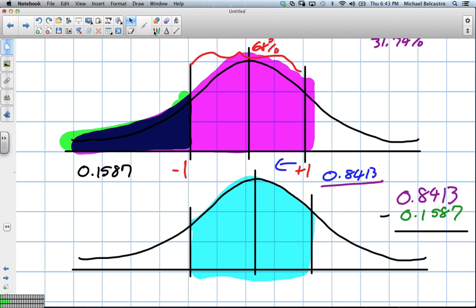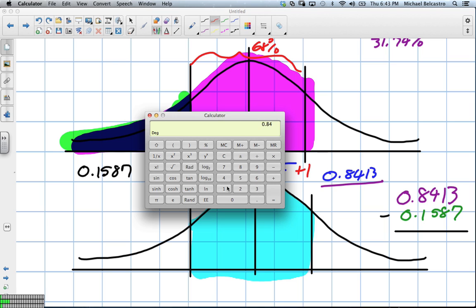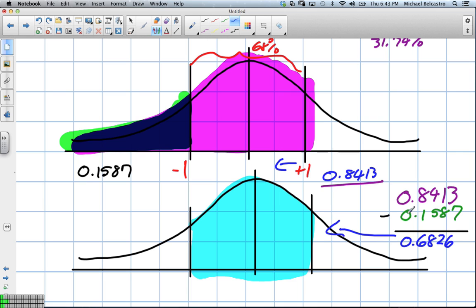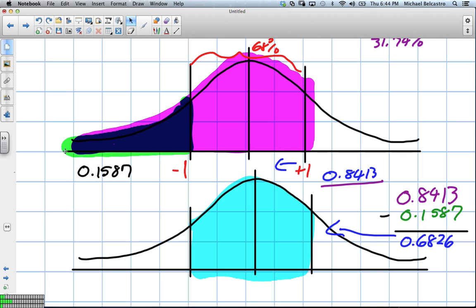When we subtract those two values, that's something you can quickly do in a calculator. 0.6826. So our blue is 0.6826. That becomes our blue area. We just subtract those two amounts, and just think of it like that. We've taken this amount out of that, and that's what creates the blue part.